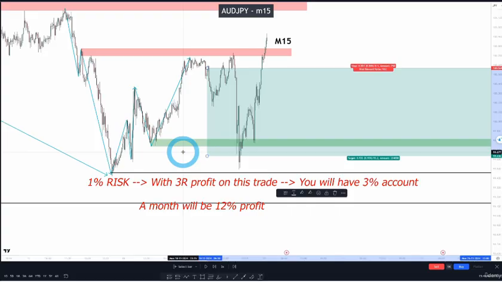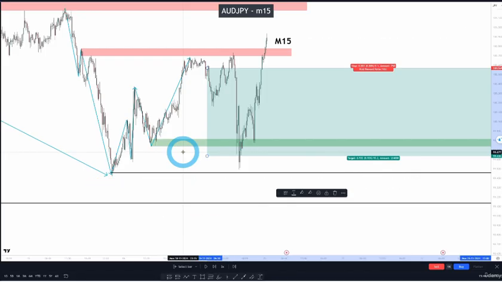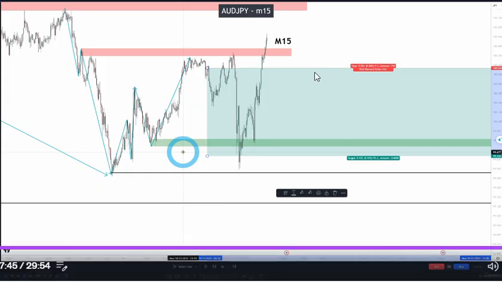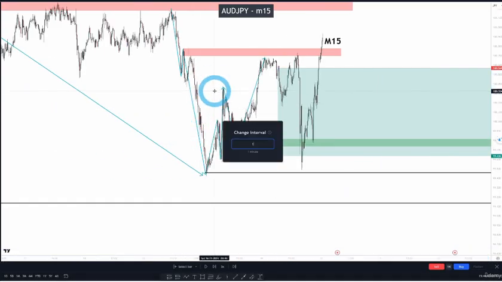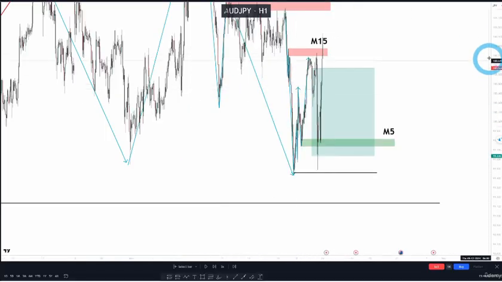With a $100,000 account, 12% will be equal to more than $12,000. If you trade consistently like that, you can even manage up to $1 million. And 12% of $1 million will be $120,000 profit.